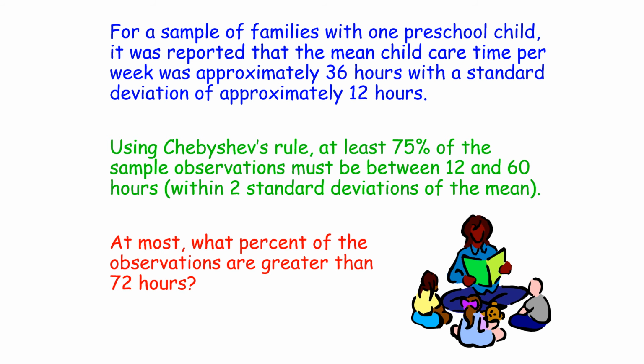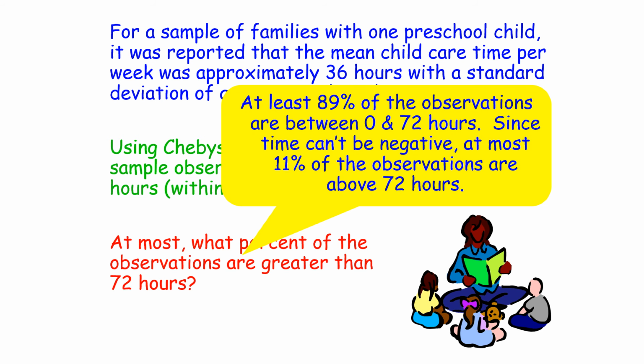So at most, what percent of the observations are greater than 72 hours? At least 89% of the observations are between 0 and 72 hours, since time can't be negative. So at most, 11% of the observations are above 72 hours.